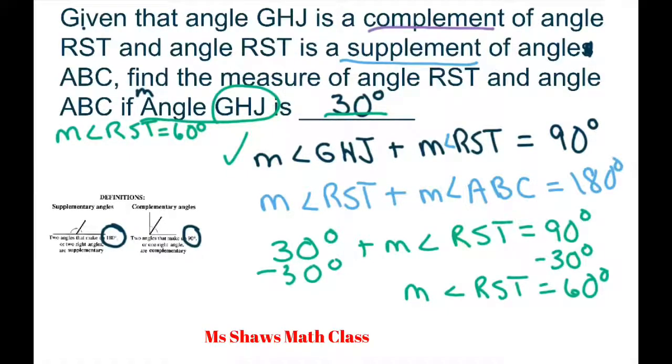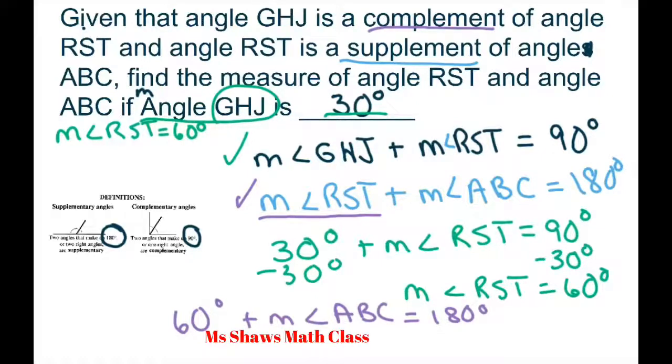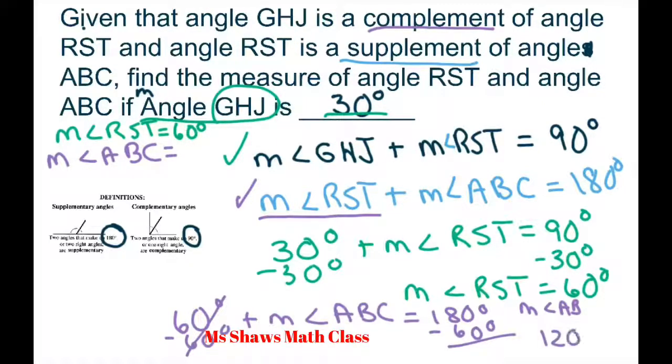All right, now we're going to go to this line. We know the measure of RST is 60, so we're going to write 60 plus the measure of ABC equals 180. So if you subtract 60 from both sides, you get the measure of angle ABC. Measure of angle ABC equals 180 minus 60, which is 120 degrees.